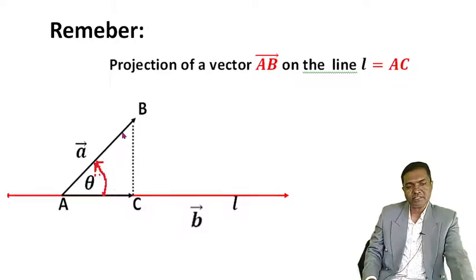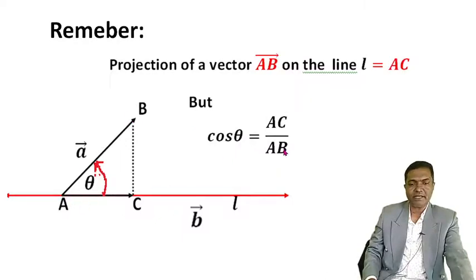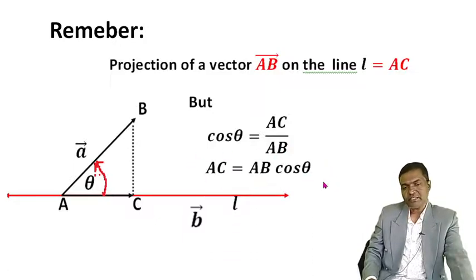If you apply cos theta for this triangle, cos theta is adjacent by hypotenuse, that is AC by AB. Now we want AC, so cross multiply: AC is equal to AB cos theta. In this way you can find the projection of one vector on the other in terms of angles, if you know the angle. This concept we are going to use again if you want a detailed understanding of the expression for the shortest distance. So remember this.